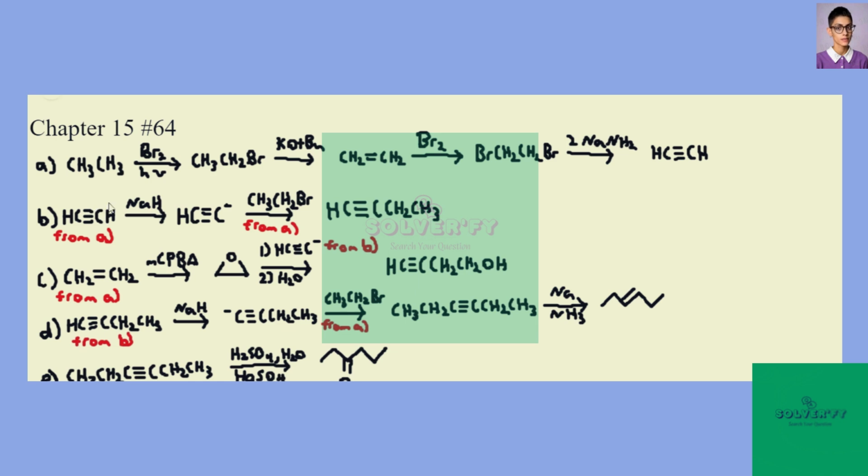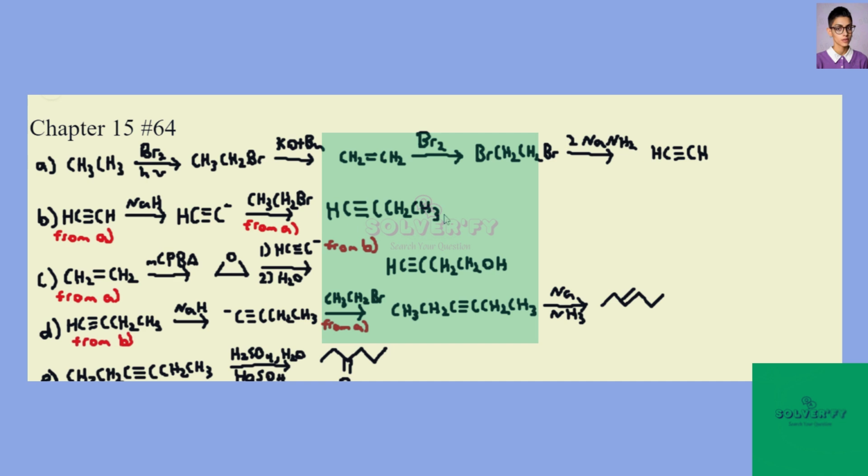So then for B, we can start with our product from A, the alkyne. And remember, with a terminal alkyne, if you treat it with sodium hydride, you're going to remove one of the hydrogens and make a carbon nucleophile. So that's what we do here. Then we can use the bromoethane that we made as our first intermediate from part A, and we can add them together. And we'll get our target molecule for B.